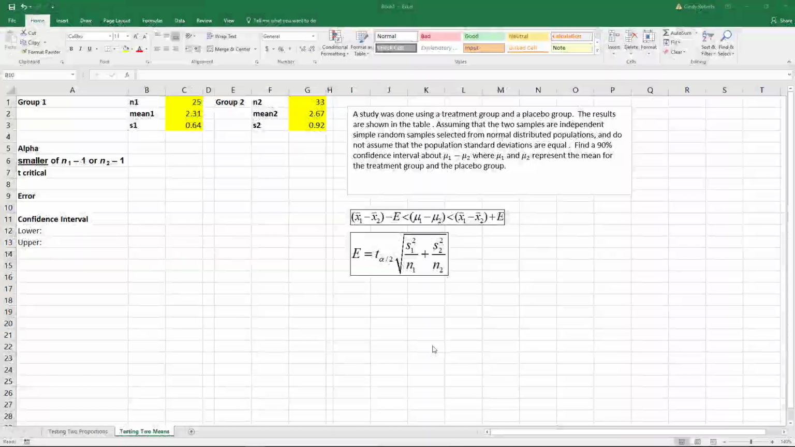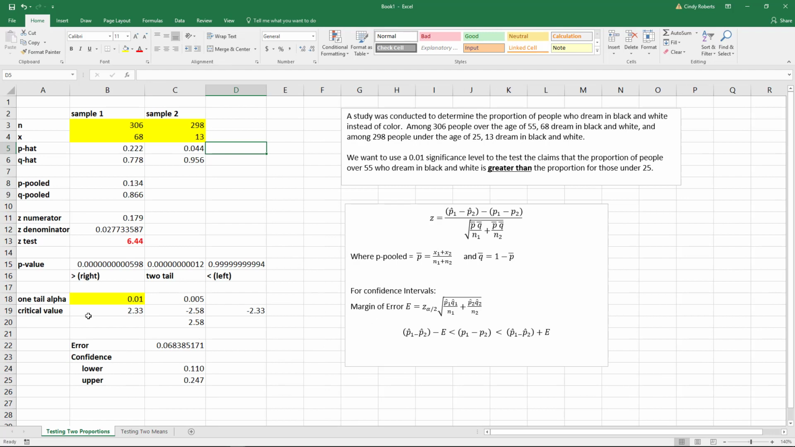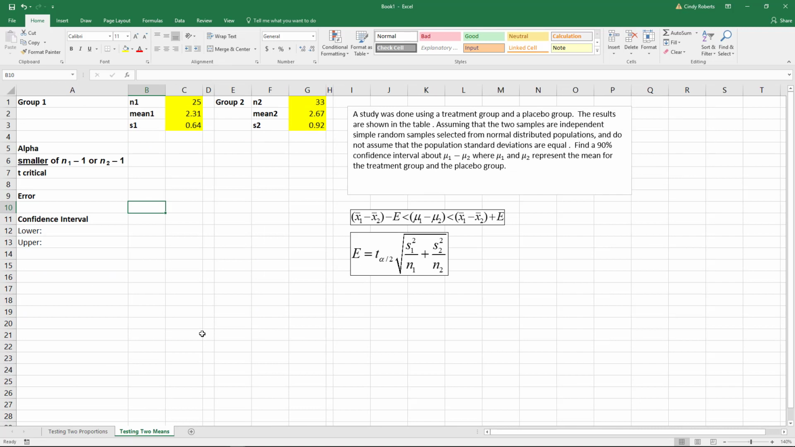Okay, in this video, we're going to actually set up, in this case, a confidence interval about the difference between two means. So hopefully you watched the first video on testing two proportions where we did all this good stuff. So that way you kind of have Excel down a little bit better, hopefully.